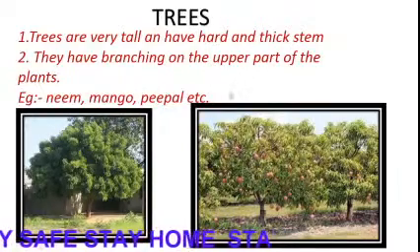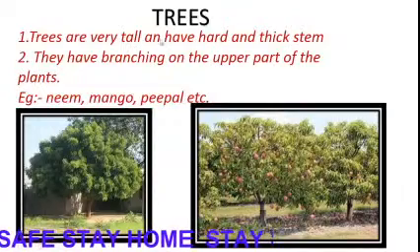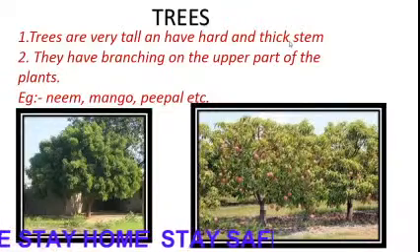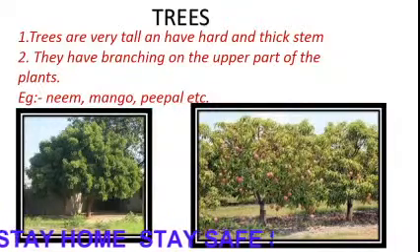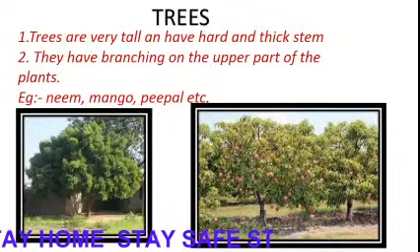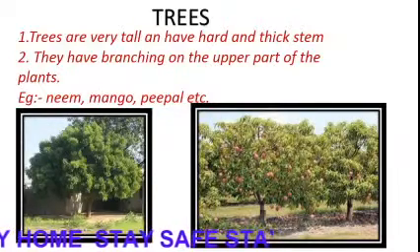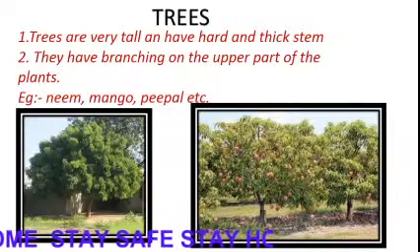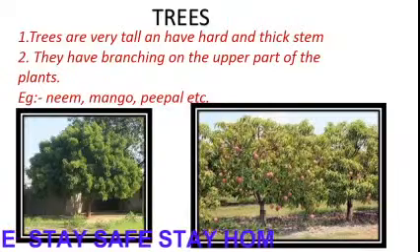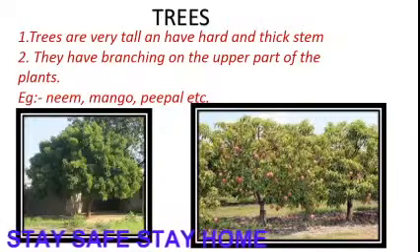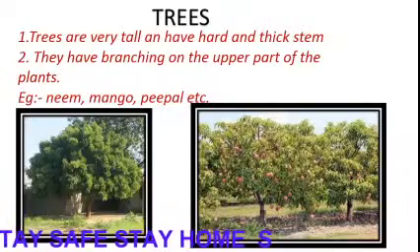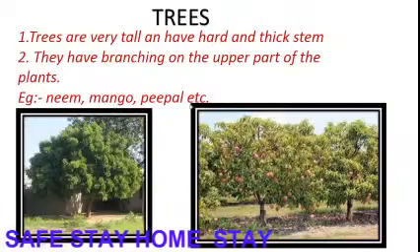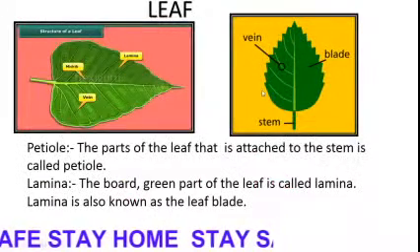Now the third classification, that is trees. The trees are very tall and have a hard and thick stem. You can see how thick the stem is, right? They have branching on the upper part of the plant. That's why we get good shade when we are sitting and having our snack during recess time. Neem, mango, peepal, etc. are examples of trees.